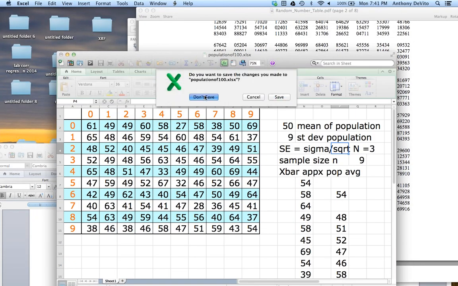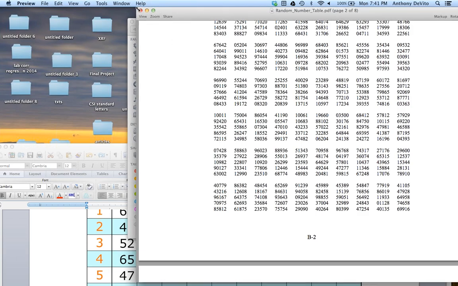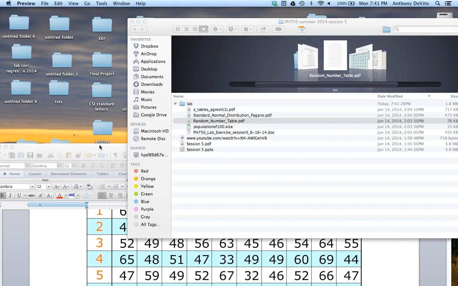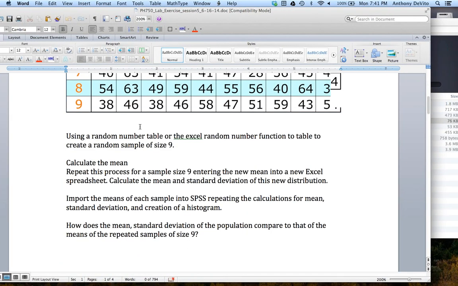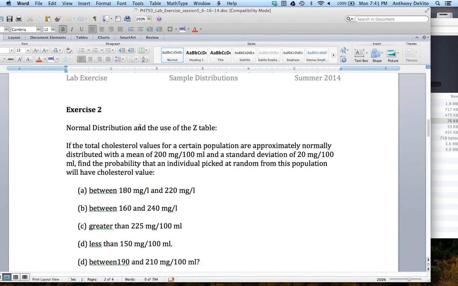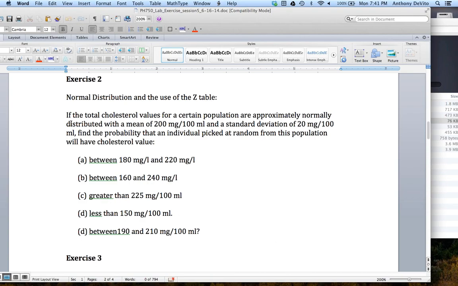I'm going to close this. I don't think I need it anymore for now. I don't think I need my random number table anymore. So I'm going to go back to my Word document over here. And okay, we did what we did here. Now, the next exercise I'm going to do involves the normal distribution, the z-table, and maybe if we get lucky, we might be able to do some stuff with the empirical formula.